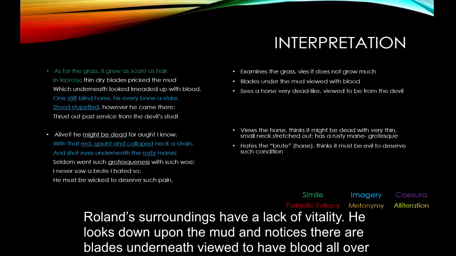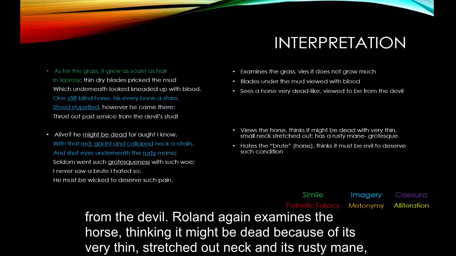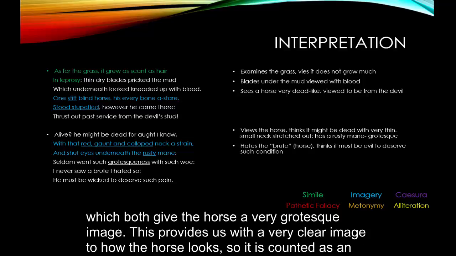He looks down upon the mud and notices there are blades underneath viewed to have blood all over them. Soon after, he notices a horse near his path, describing it to be very dead-like, with its bony neck stretched out, and believing it to be from the devil. Roland again examines the horse, thinking it might be dead because of its very thin, stretched-out neck and its rusty mane, which both give the horse a very grotesque image.